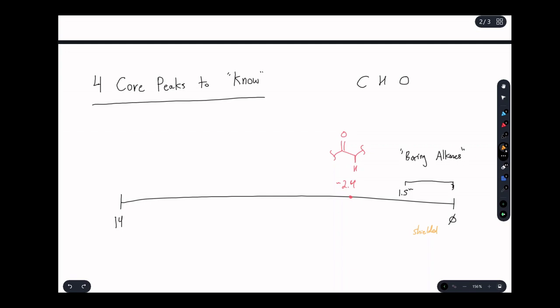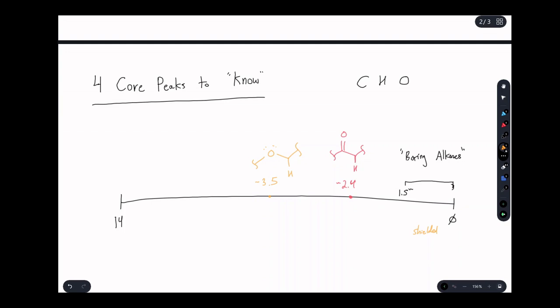Now, another signal that's quite important is 3.5. At this point, I should keep in mind that this is not to scale. Now, 3.5, even more deshielded. How can I get even more deshielded? Well, this number is typical for being adjacent to an oxygen. Now, this is an sp3 oxygen. We're not sure what functional group it is. It could be an ester or an ether.